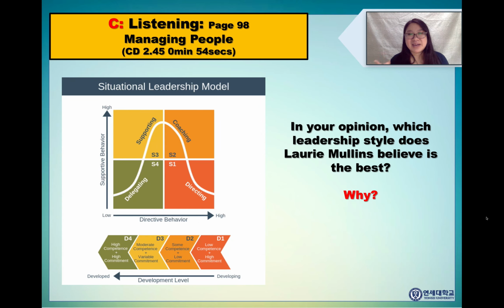Now let's go back to the situational leadership model that we talked about in our management style quiz. In your opinion, which leadership style does Lori Mullins believe is the best, and why? Please take a moment with your notebook to write your answer and reflect on what we listened to.